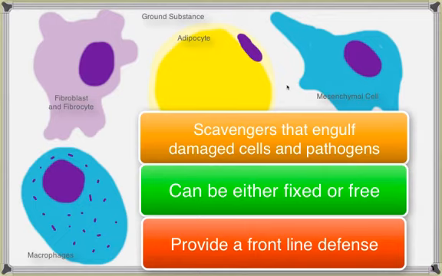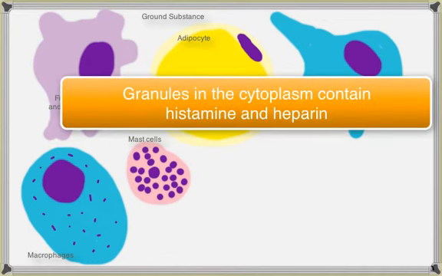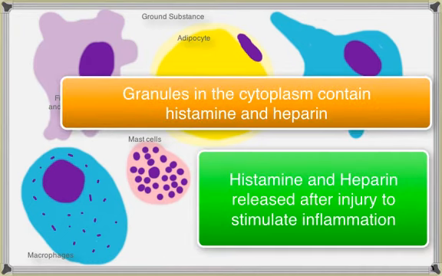Mast cells are small and mobile cells that are most common near blood vessels. The cytoplasm of the mast cell contains granules. These granules contain chemicals called histamine and heparin. Histamine and heparin are released after injury or infection and stimulate local inflammation. You've heard of antihistamines, medicines that combat the effect of histamine and are used to reduce the inflammatory effect of the common cold.